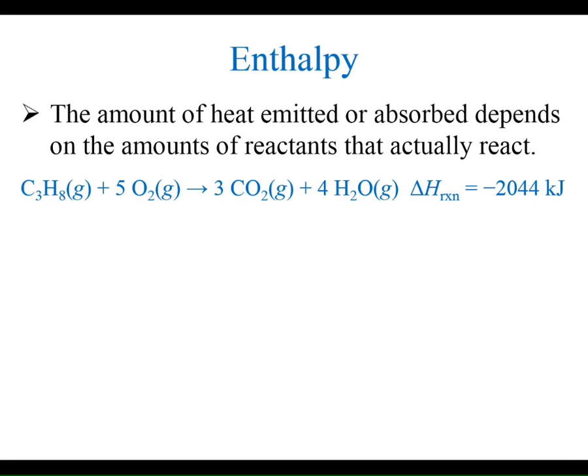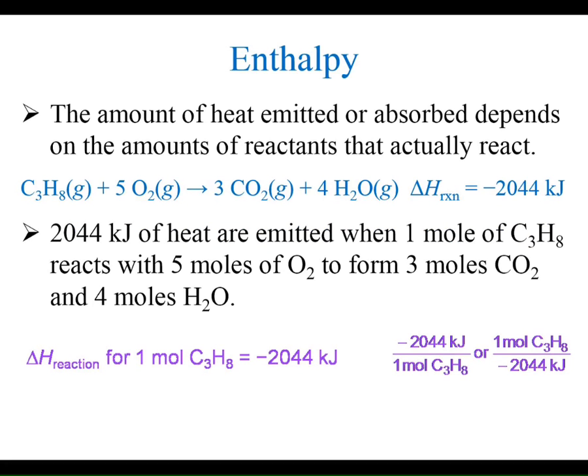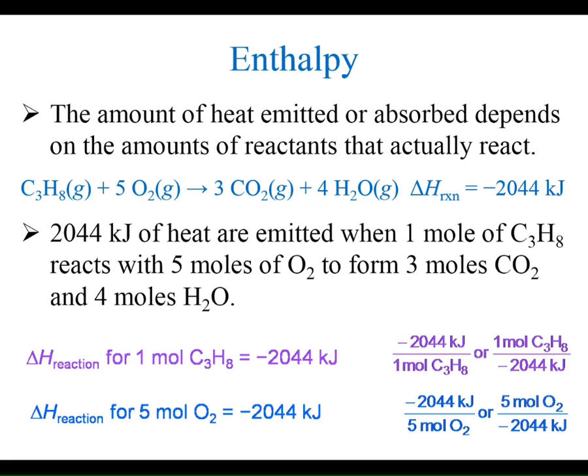So let's say I burned 5 moles of propane, well, I would get out 5 times that amount of heat. Does that make sense? If I burn 10 moles, it would be 10 times the amount of heat, because that is per 1 mole of propane, or per 5 moles of oxygen. So I could write a couple of different ways there. This is per whatever you're looking at: per 1 propane, or per 5 oxygens, or per 3, or per 4 moles of water. Are you with me? We could write all kinds of different little conversion factors to turn moles into heat.